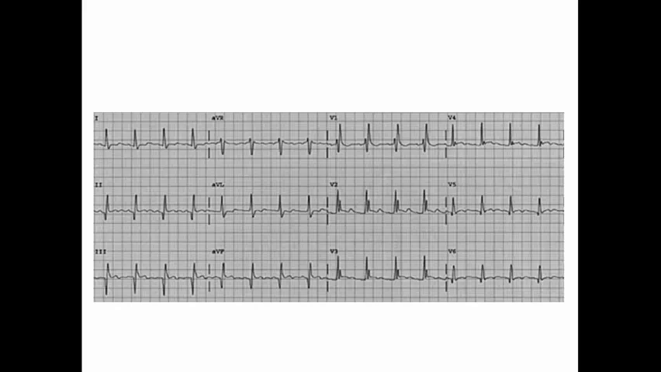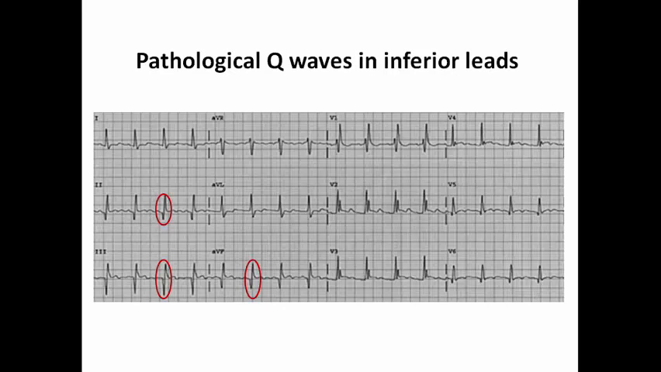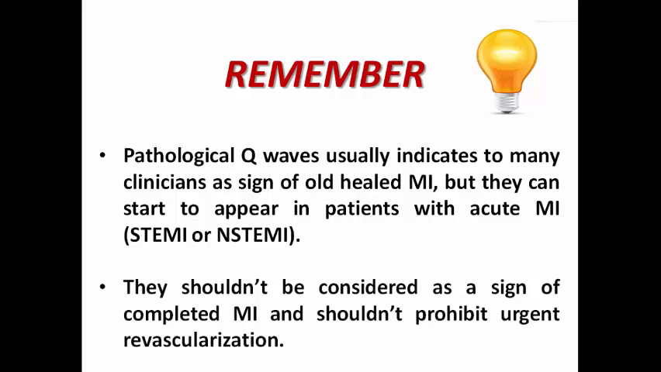Here, in this example, this patient also has evidence of pathological Q waves in the inferior leads. Here we can see that the duration may be more than 30 or 40 milliseconds, and the depth of the Q waves is nearly 1 millimeter or more than 1 millimeter in lead 3, for example, and they are more than a quarter of the length of the R wave. So these are pathological Q waves in inferior leads.